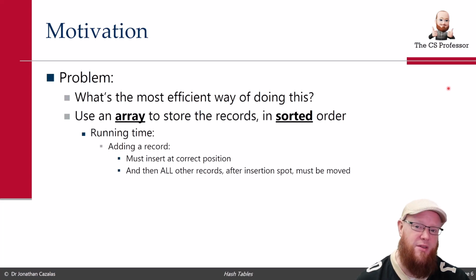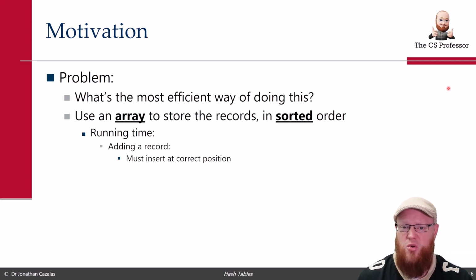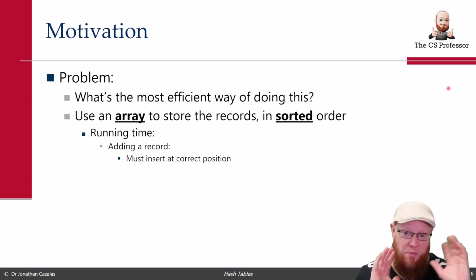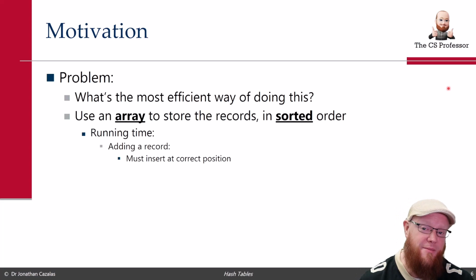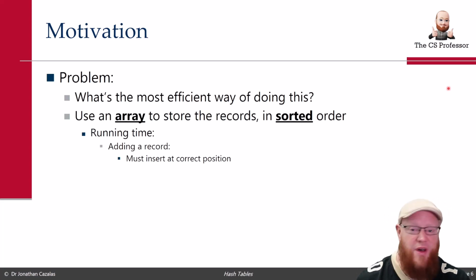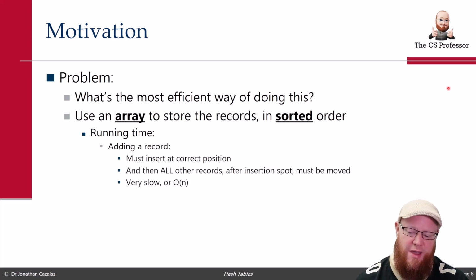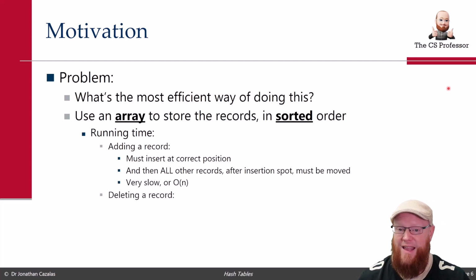But in fact, you could do a play on binary search. We're not searching for a node that exists, we're searching for the insertion position. But there's a way that you could do a play on binary search where you can get O of log n to find the new insertion position. So that would be fast, that would be nice. But even then, what's going to happen? After you find that insertion position, you need to shift all of the other items over one position to the right, and ultimately it's going to be O of n. What about deleting a record?